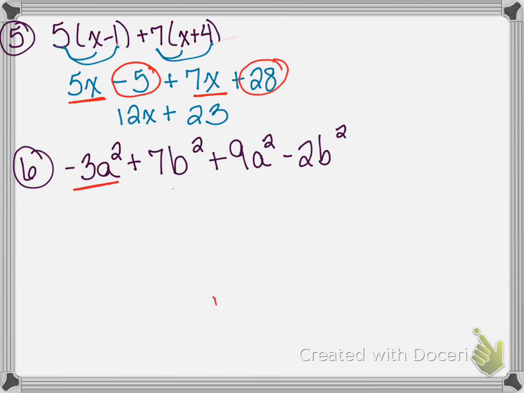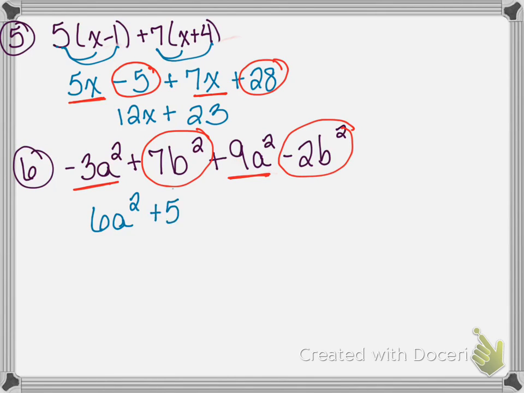So I've got negative 3a squared and positive 9a squared. Okay? I'm sorry, I didn't say squared. Negative 3a squared and positive 9a squared. That's going to give me 6a squared. Then I have 7b squared and negative 2b squared. Okay? And that's going to give me 5b squared.